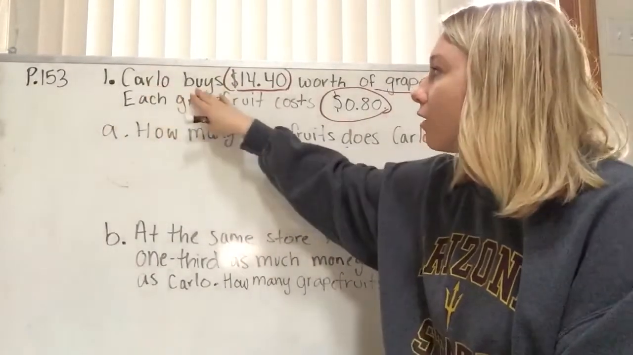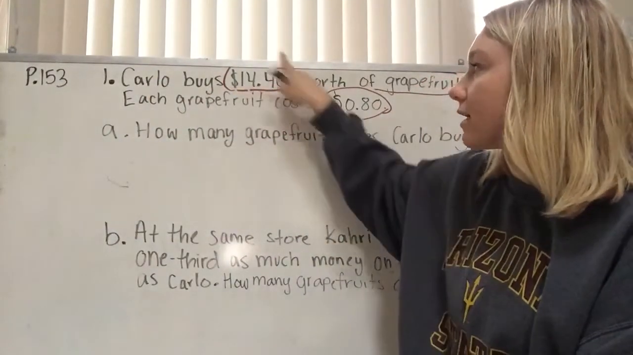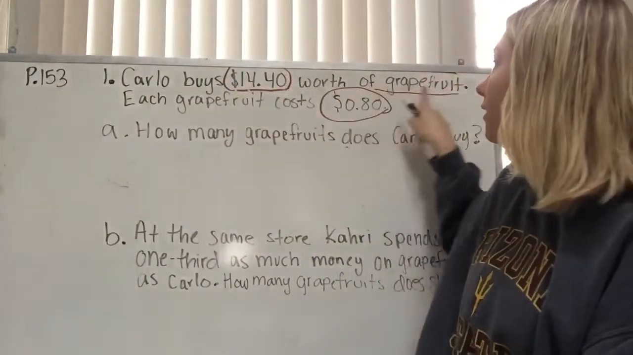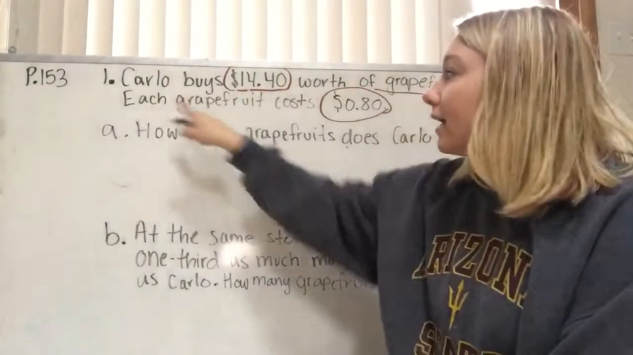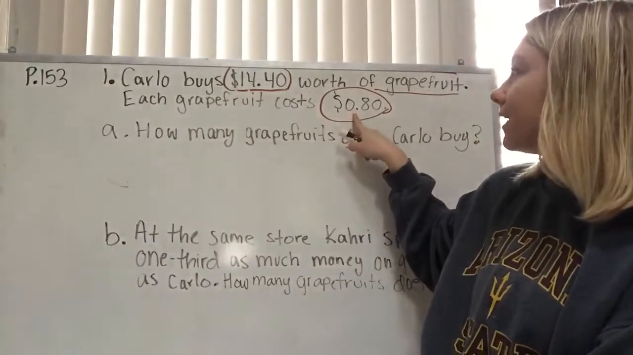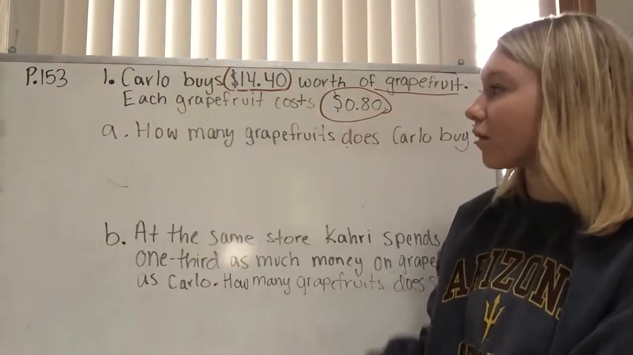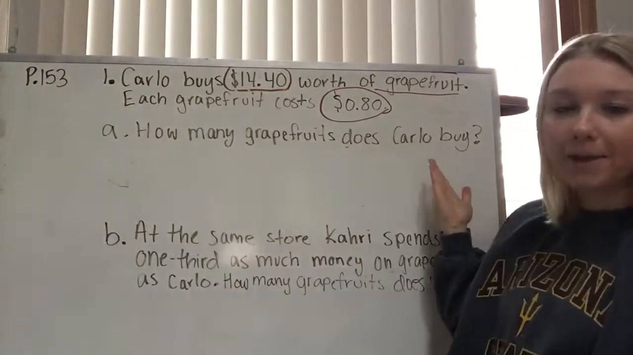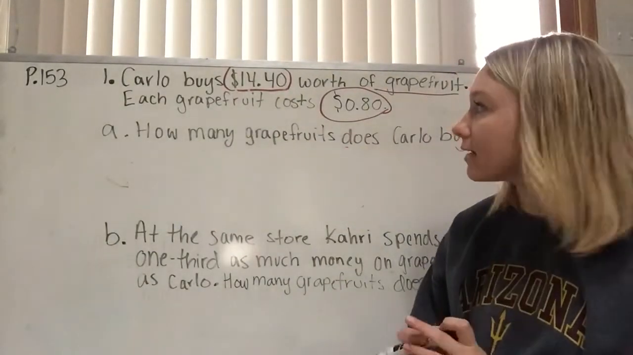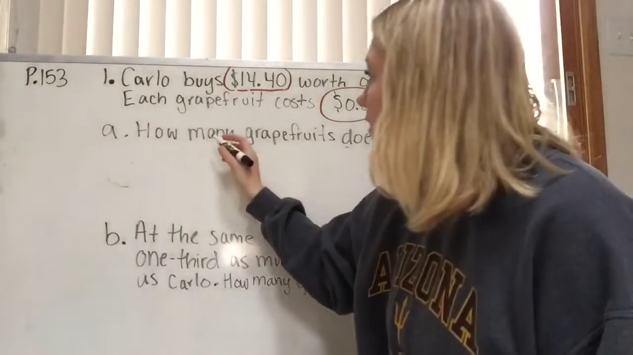It says Carlo buys $14.40 worth of grapefruit. I underlined grapefruit because I love grapefruit. Each grapefruit costs 80 cents. So our first question is, how many grapefruits does Carlo buy? So we need to figure out how much he buys. So we know how much he spent, right?